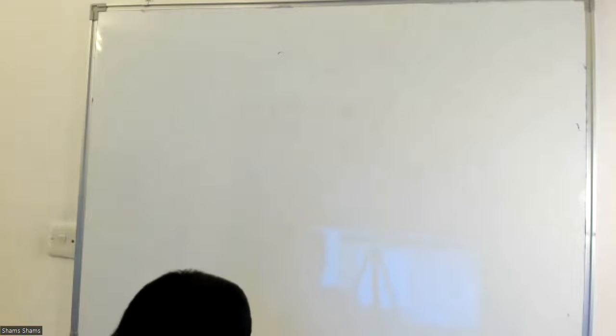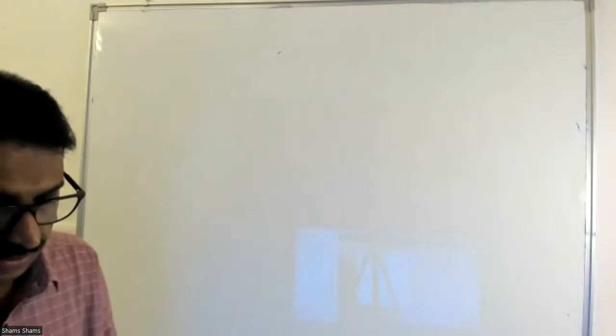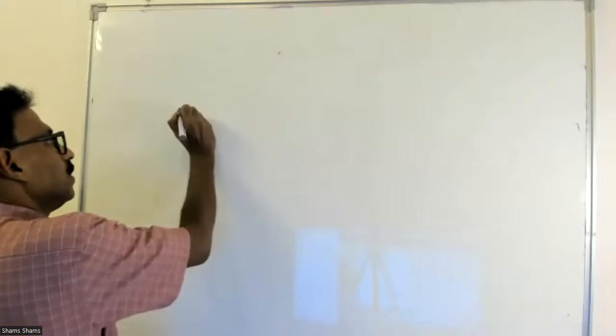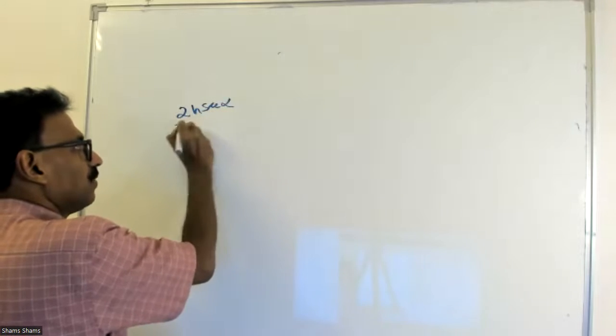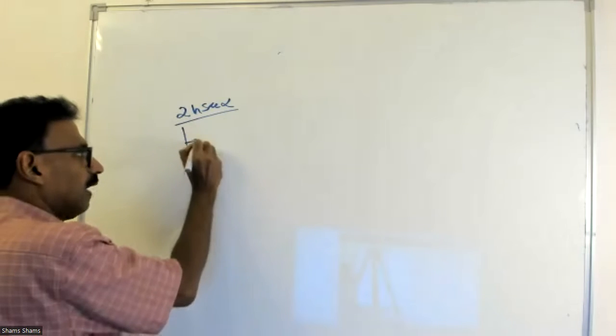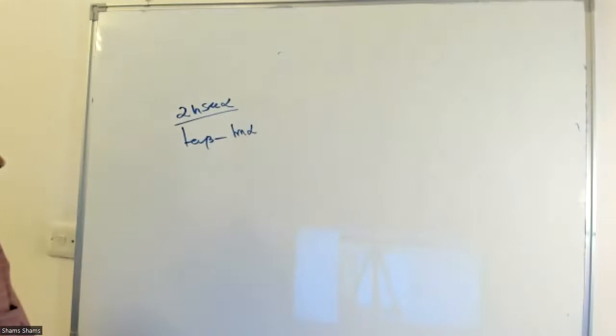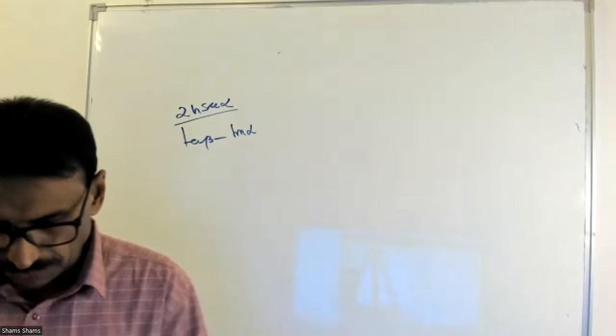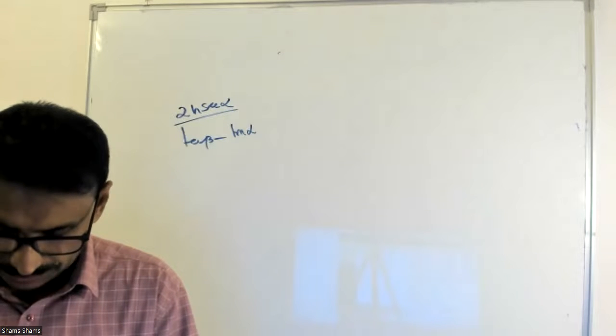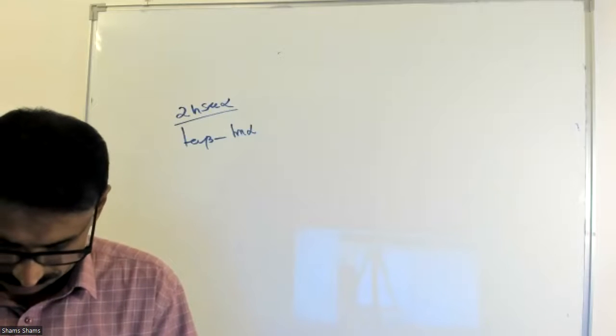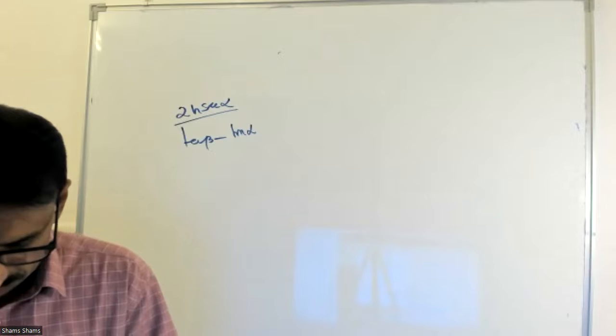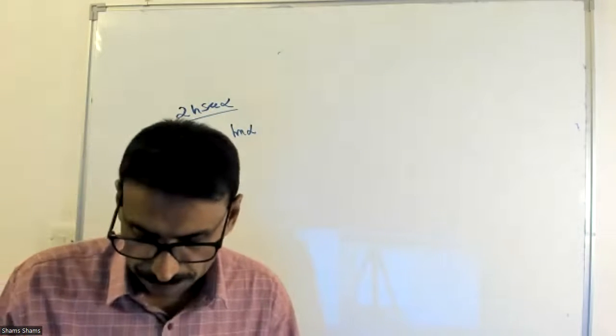Also find, also prove that, right. Section C, second question, add 1 note. Also prove that the distance of the cloud from the point of observation is 2h sec alpha divided by tan beta minus tan alpha.